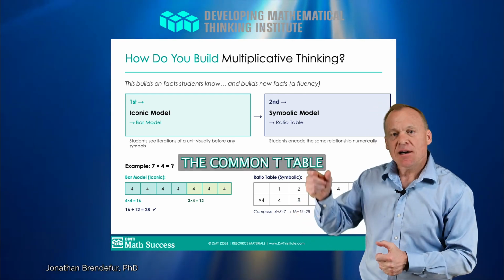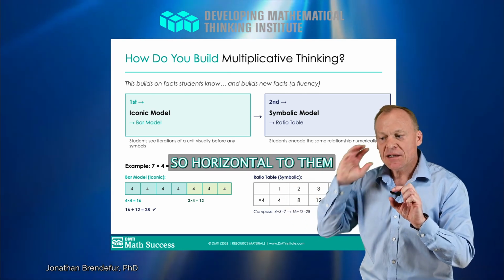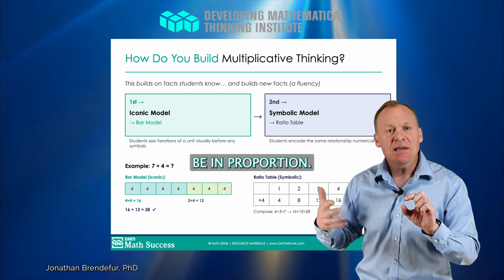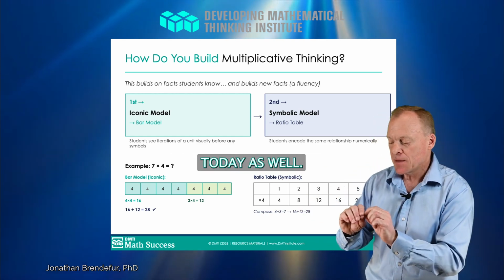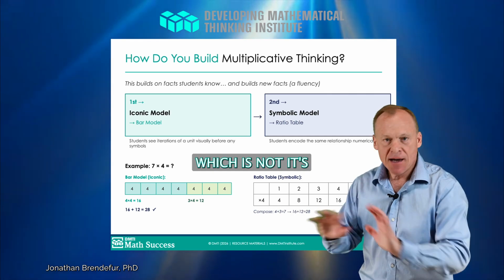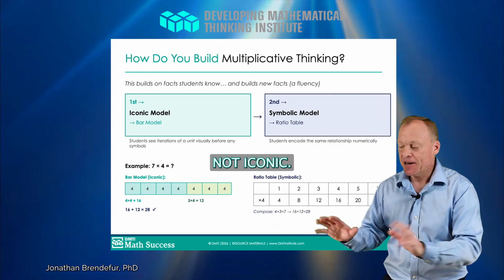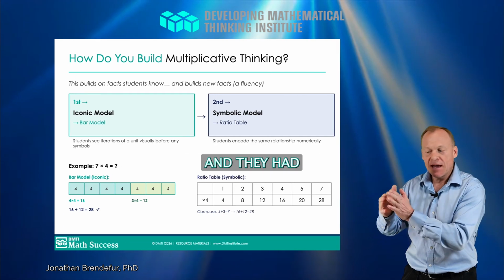So instead of doing the common t-table that's vertical, they did it horizontally. So horizontal to them meant it's always going to be in proportion. And if you don't know some of these ideas, I'll hit them here today as well. So what they're doing is now in the table format, which is a symbolic representation, not iconic, and they start representing the 1 to 4, 2 to 8, 3 to 12, and they have that relationship.